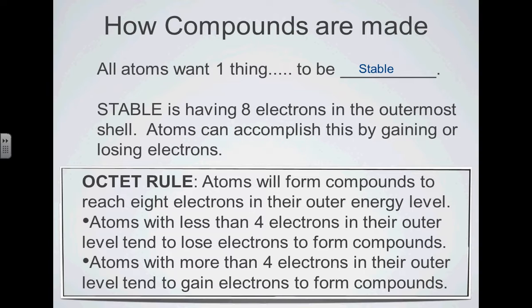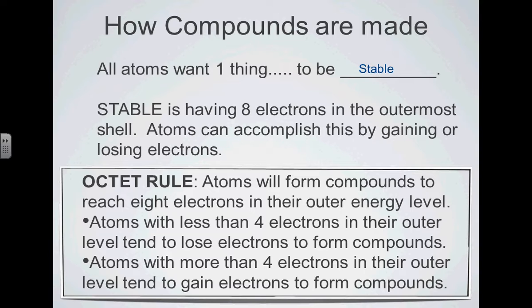And this is why various elements form compounds with each other. Okay? So we call this the octet rule. Now, atoms will form compounds with other atoms in order to reach a full outer energy level. And often it means filling up to get to the number 8. Generally, any atom that has less than 4 electrons in its outermost shell will get rid of those electrons when it's forming a compound.